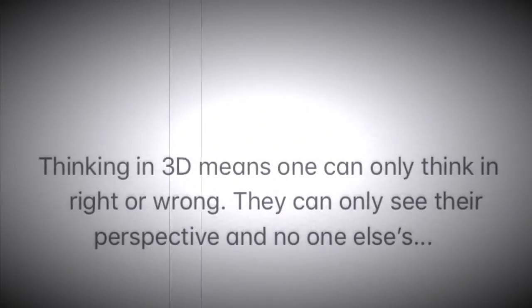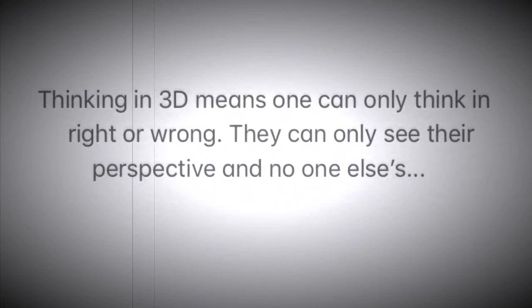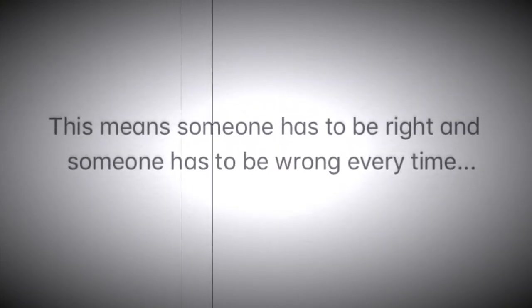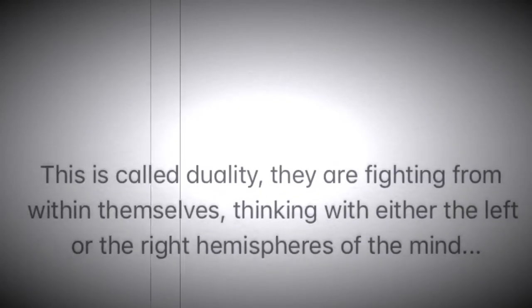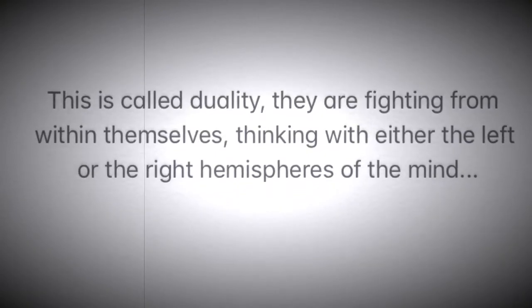What is the difference between three-dimensional thinking and five-dimensional thinking? Thinking in 3D means one can only think in right or wrong. They can only see their perspective and no one else's. This means someone has to be right and someone has to be wrong every time. This is called duality. They are fighting from within themselves, thinking with either the left or the right hemisphere of the mind.